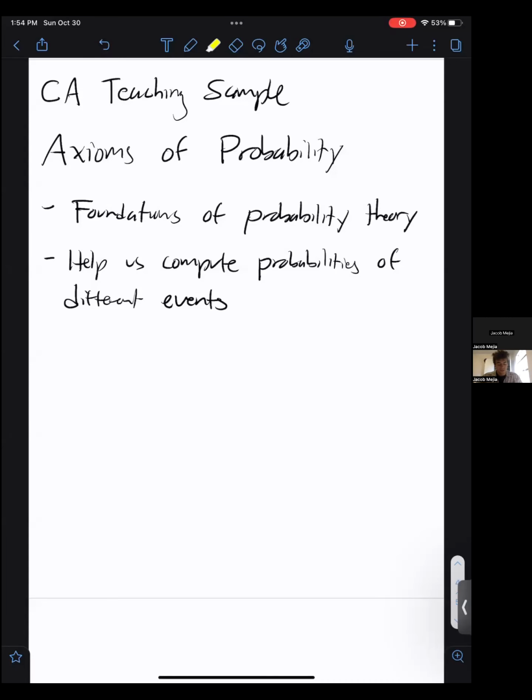For my CA teaching sample, I wanted to go over the axioms of probability. These axioms of probability are the foundations of probability theory, and they help us compute probabilities of different events that we care about. First, we'll go through each axiom separately and give an example for how each of them works.